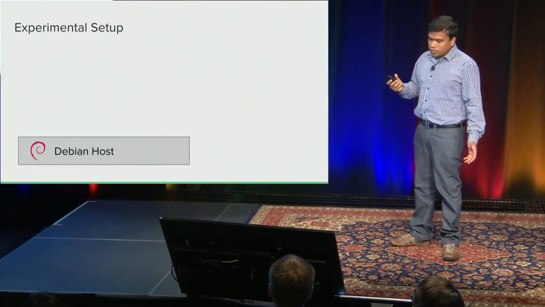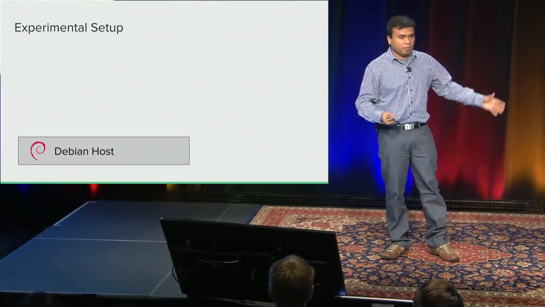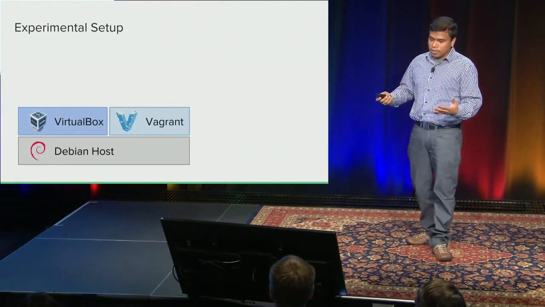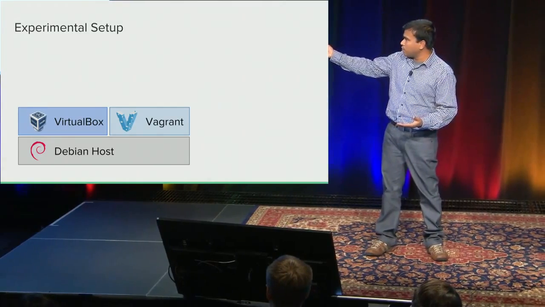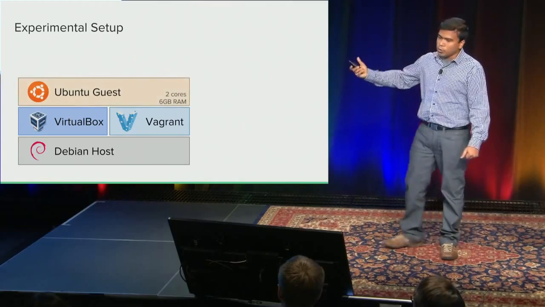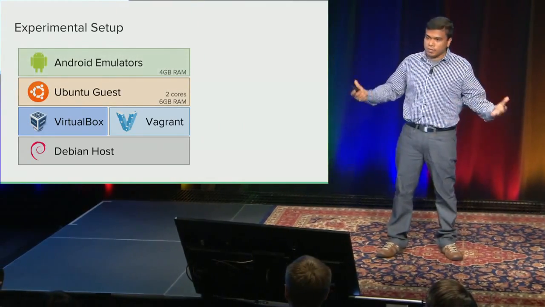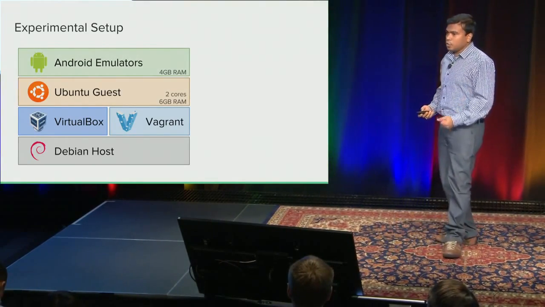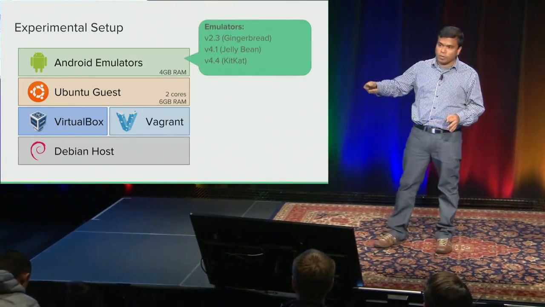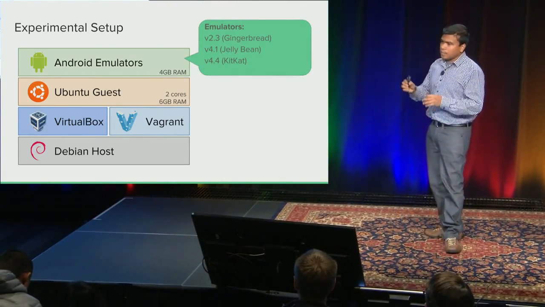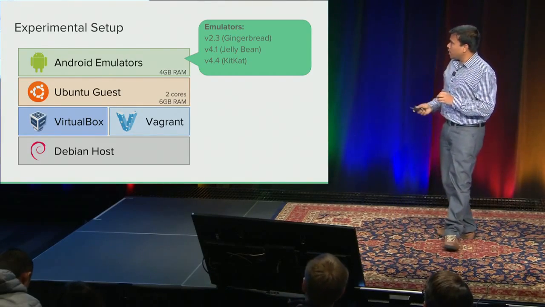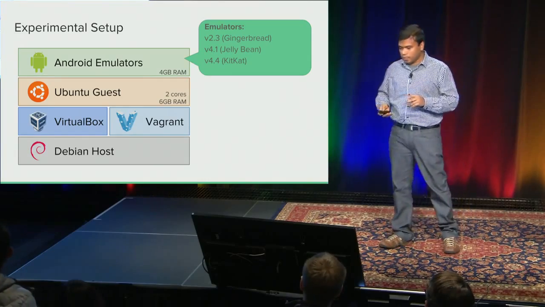For our experiments, we ran them on a Linux Debian machine. Since we wanted repeatable experiments, we used virtualization technology. We used VirtualBox for that, and Vagrant to control the VirtualBox. On top of this, we had an Ubuntu guest on which we had the emulators running. We chose 3 versions of the Android emulator, 2.3, 4.1, and 4.4. This was because some tools wanted specific versions of the Android emulator, and KitKat was the latest when we did this experiment.